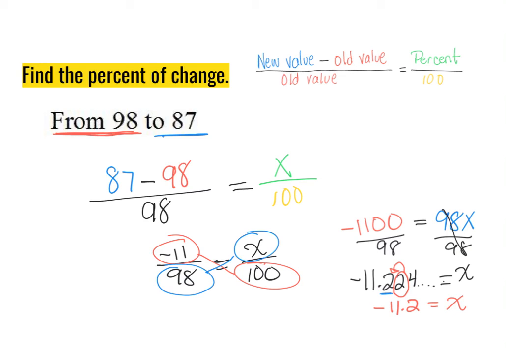Now, in the last example, my answer was positive, so there was an increase. In this example, my answer is negative, so there is a decrease. So my final answer would say 11.2% decrease. And that makes sense because we started at 98 and then we went down. We decreased by 11.2%.